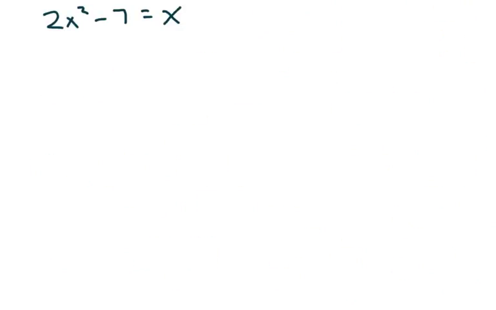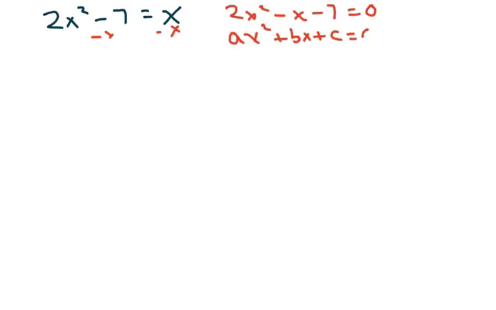All right, the next one we have is not written in standard form. So if you see something like this, you always set this to 0. We're going to subtract x from both sides. So this is really 2x squared minus x minus 7 equals 0. You always want to write it in the form of ax squared plus bx plus c equals 0. And write down your ABCs.